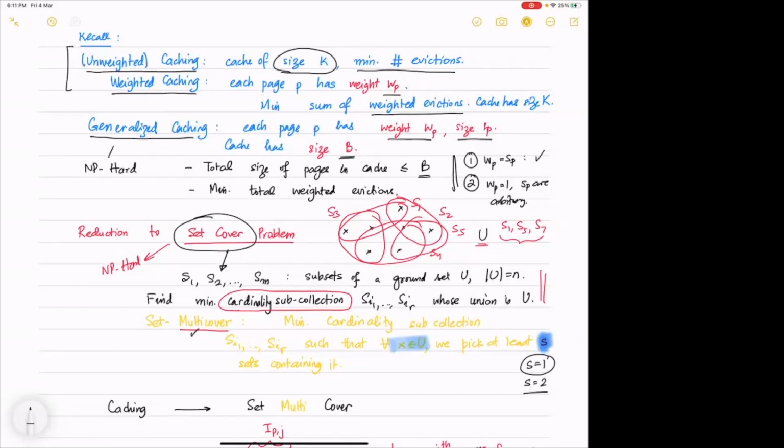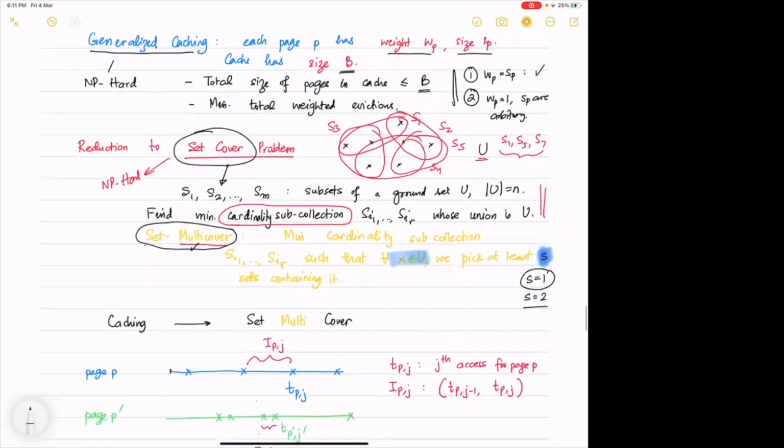Set cover is a special case of set multi-cover, but the greedy algorithms that you may know for set cover also give the same approximation ratio guarantees for set multi-cover. I will talk about set cover, but really it's set multi-cover which is of interest for us. I hope both of these problems are clear.